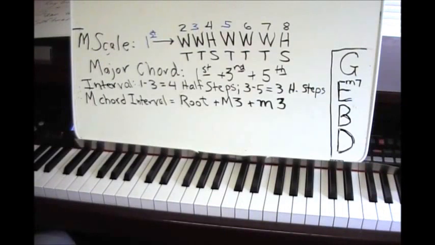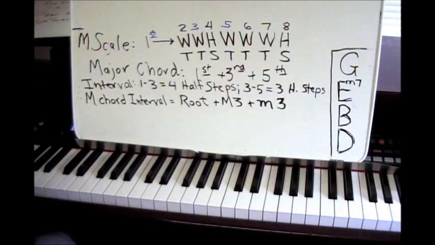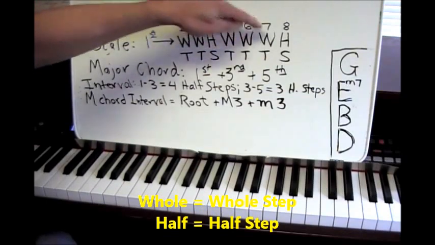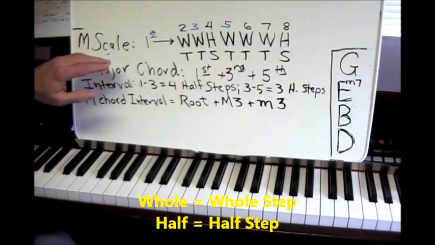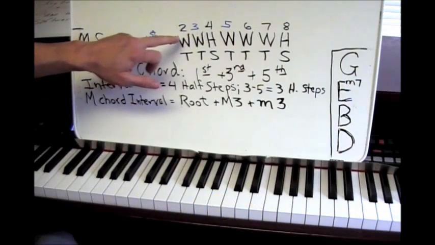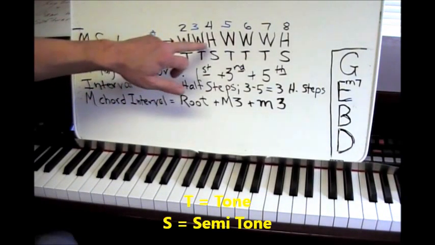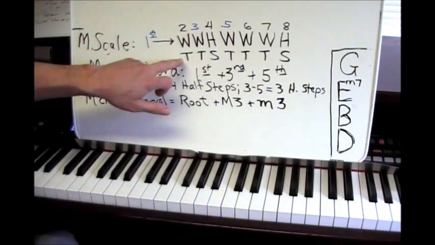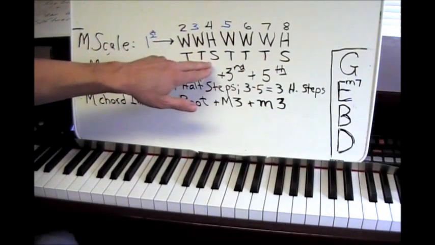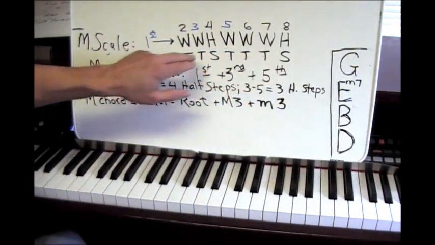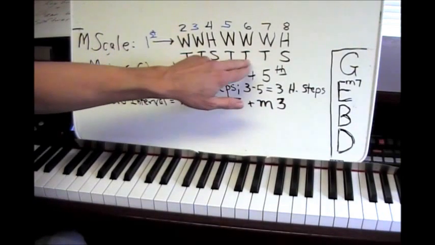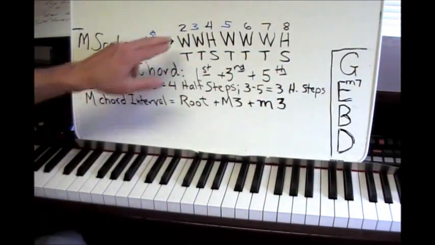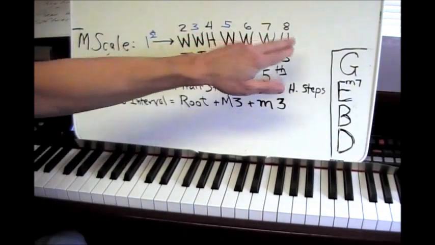Okay, we're back. Let's do a quick review. Last time we learned how to make major chords using a major scale. And the major scale has this pattern of whole, whole, half, whole, whole, whole, half. Another word for whole tone is just tone, and another word for half step is semitone. Sometimes you'll see it written TTS, TTTS, meaning tone, tone, semitone, tone, tone, tone, semitone. It means the same thing as whole, whole, half, whole, whole, whole, half.